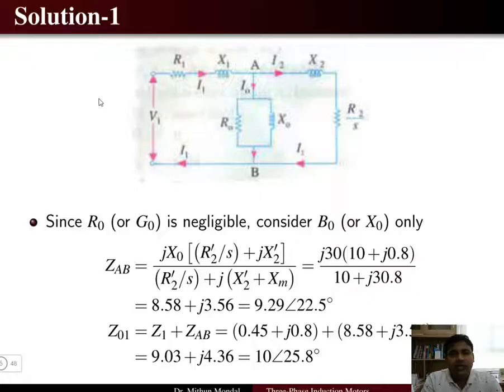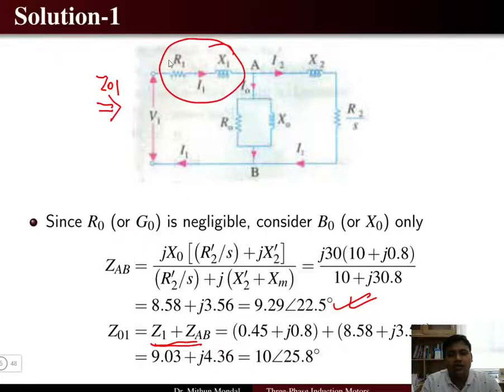Now the net equivalent impedance Z01, which is seen from the stator side, is basically the sum of the equivalent impedance Z1 plus ZAB. ZAB we have already calculated, and Z1 is basically R1 plus jX1. So we can get the value of the net impedance of the circuit as 10 angle 25.8.